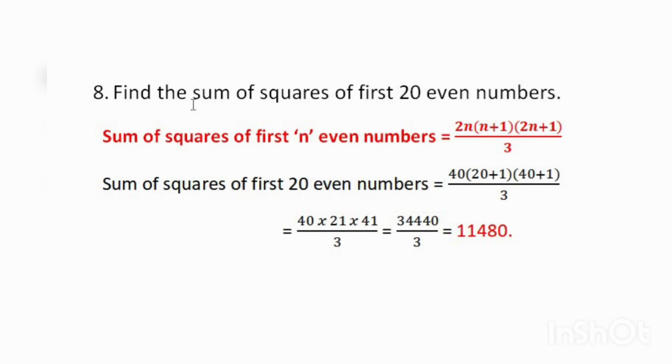The eighth workout question is find the sum of squares of first 20 even numbers. We know the equation to find the sum of squares of first n even numbers equals 2n into n plus 1 into 2n plus 1 by 3.